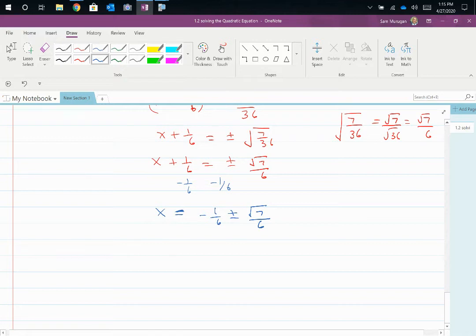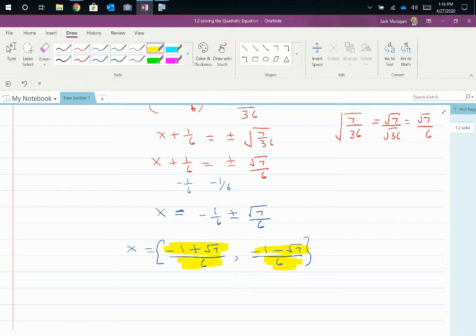Since the denominators are the same, we have two separate answers. X is equal to negative 1 plus the square root of 7 over 6, and negative 1 minus the square root of 7 over 6. Again, this is the format that you're going to be typing your answers in to my MyMATLAB homework. So pay attention to how you type that in. You do not put the square root of 7 into a calculator and get a numerical answer for that, unless it's an exact square root.